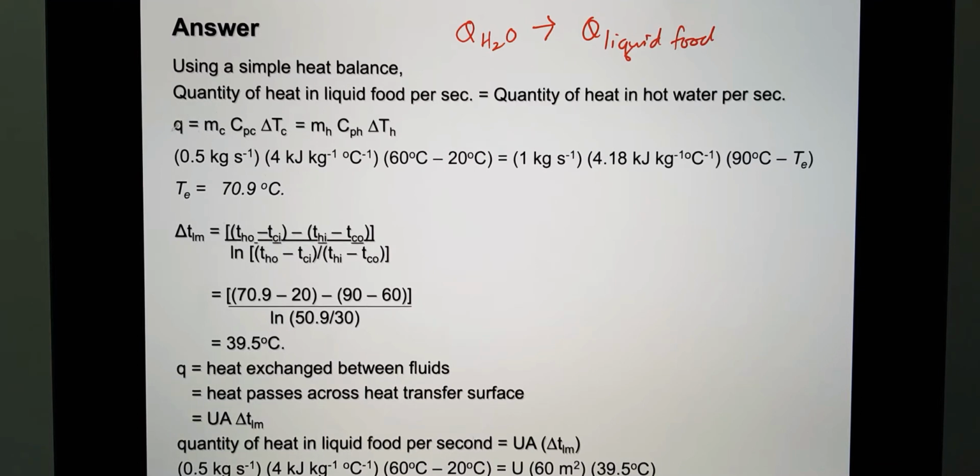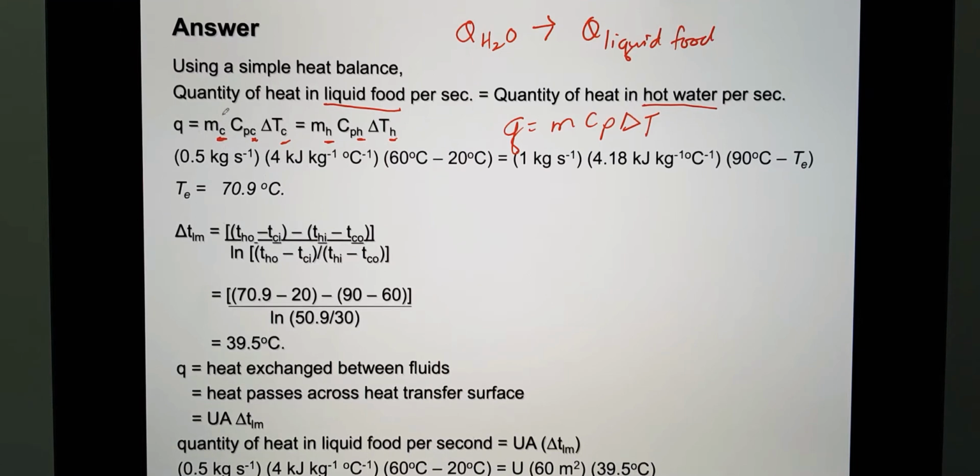In order for us to solve this problem, you need to use the equation Q equals mCp delta T. But since we have one part on your left hand side, this one is meant for liquid food, and on your right hand side, this one is meant for hot water. So it is denoted as mCpC delta TC. This one is meant for cold food, because it serves as the colder part. And for mHCpH delta TH, the denotation H is meant for hot water.